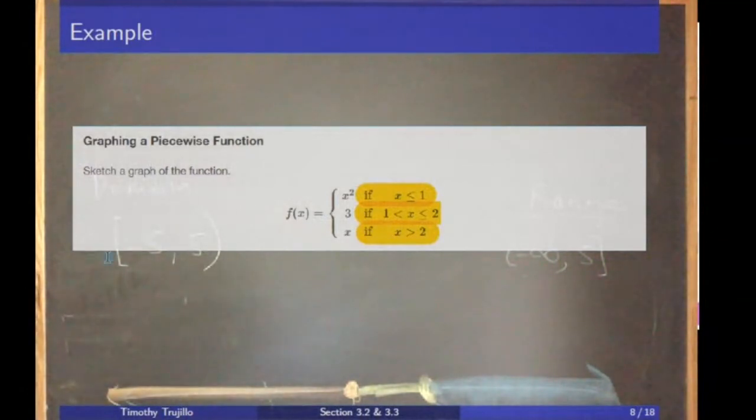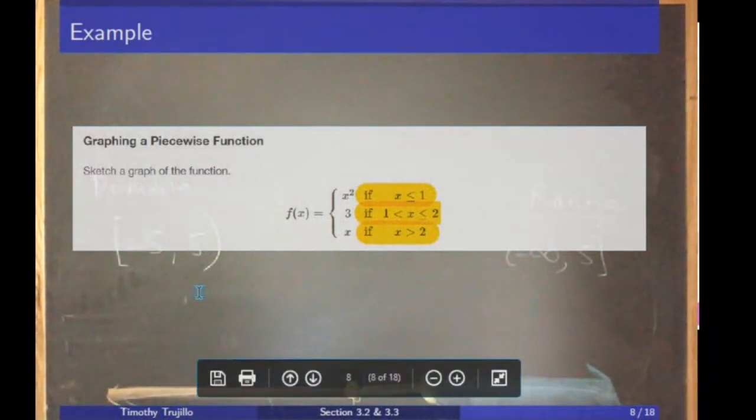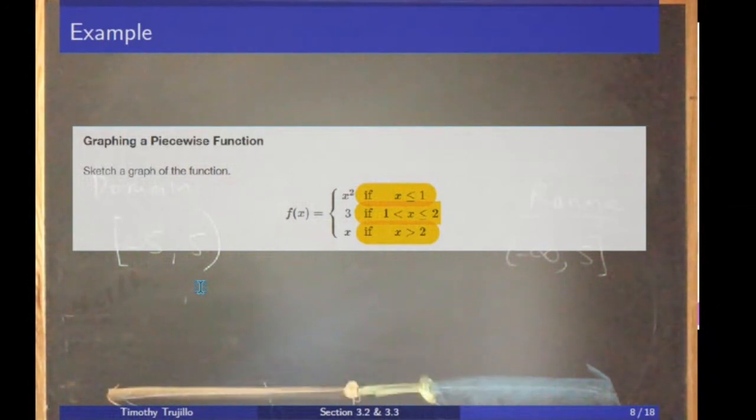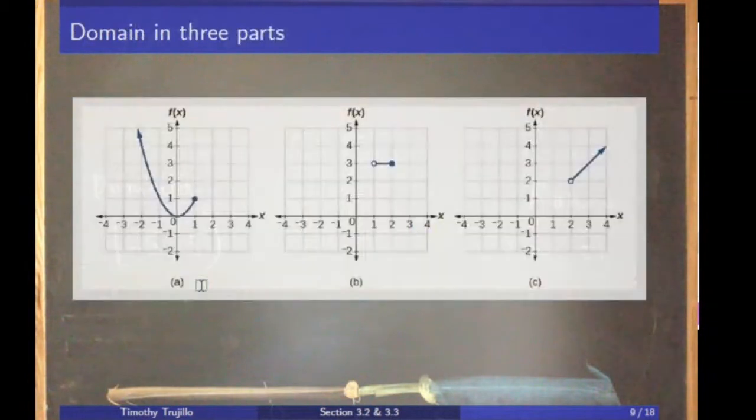Okay, and let's try to graph this, okay? So to find the domain and the range, the domain is going to be pretty easy, but the range is going to be the harder one, and we'll need to graph it in this case. You'll want to think about it in 3 different pieces.